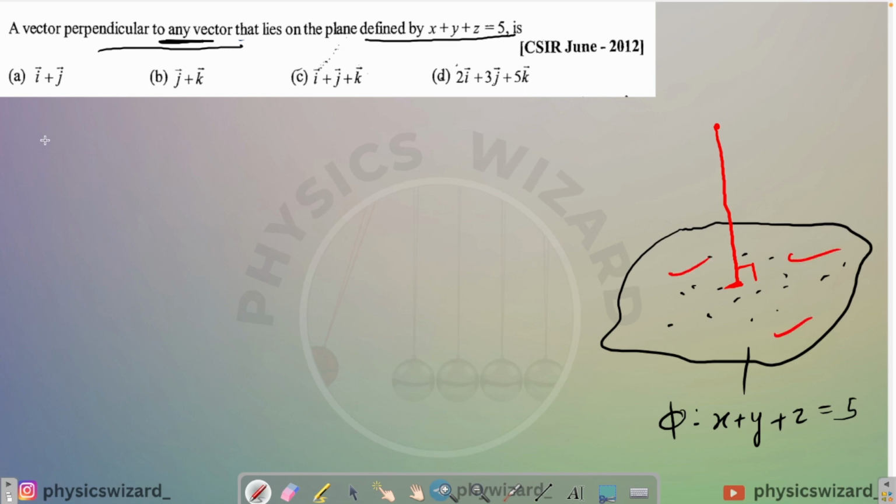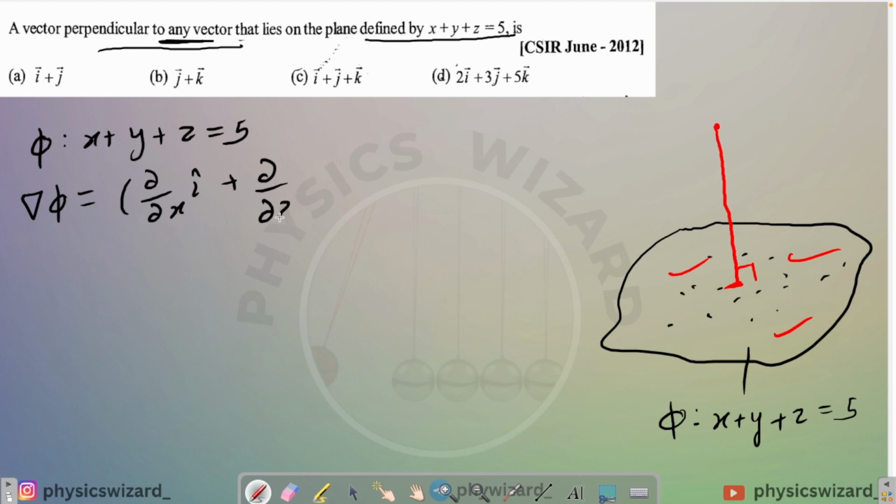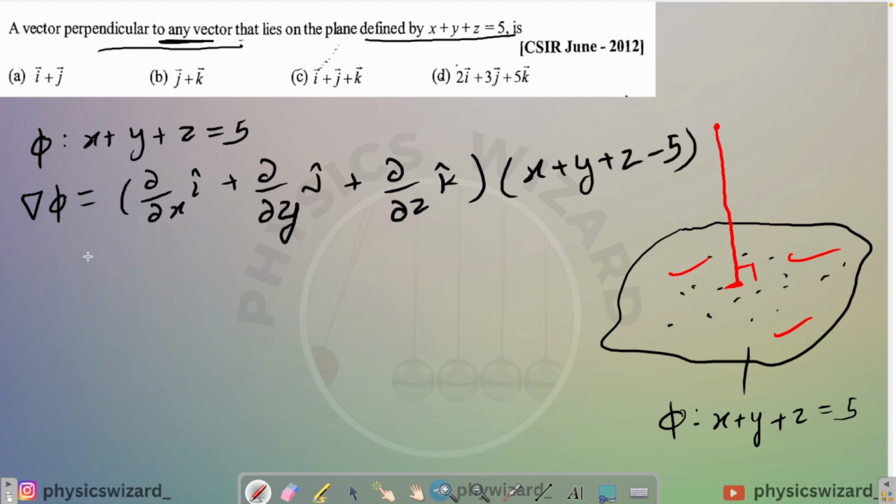Let us write the equation given to us first: x plus y plus z equals 5. To find the perpendicular, we always know that we have to find the gradient. That will be del upon del x i plus del upon del y j plus del upon del z k cap, and phi we can write as x plus y plus z minus 5. So the answer for this will be i cap plus j cap plus k cap. Simple. So this is the required answer.